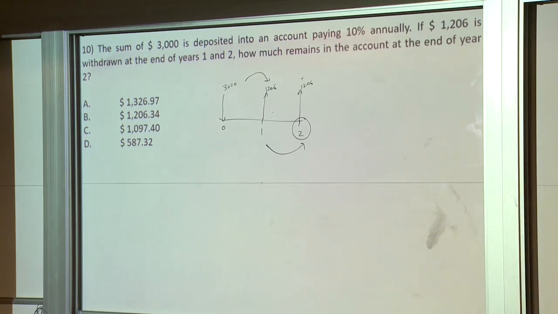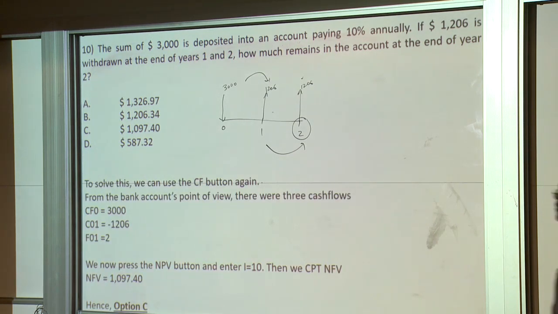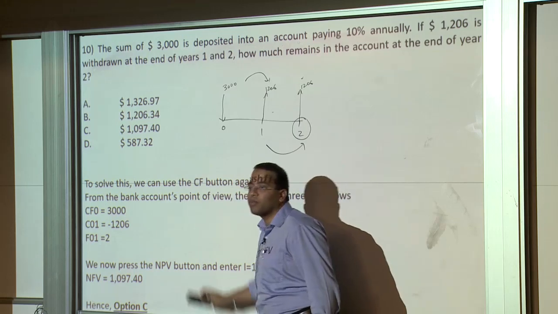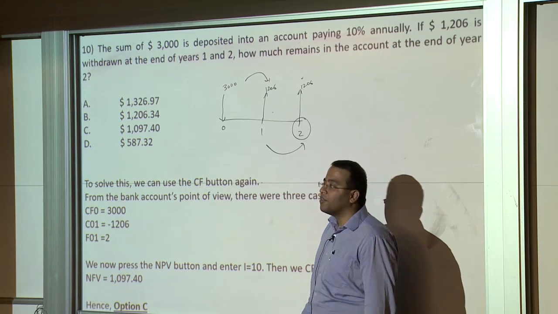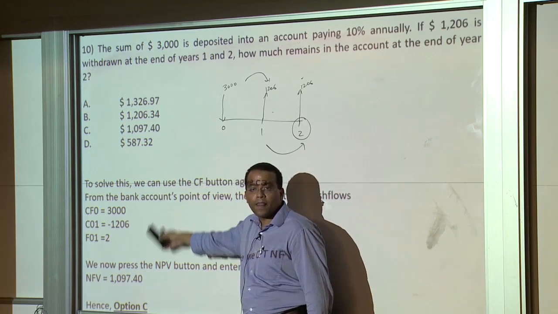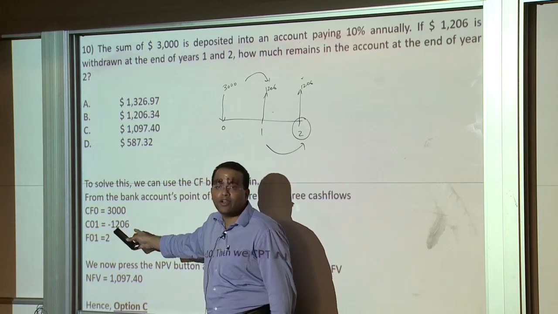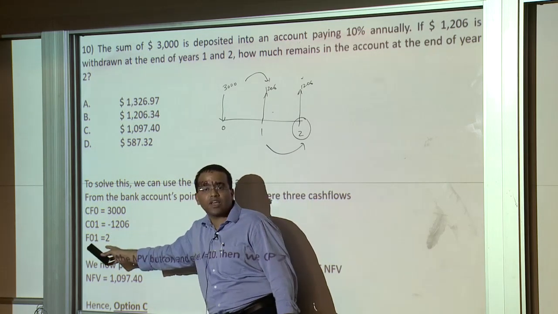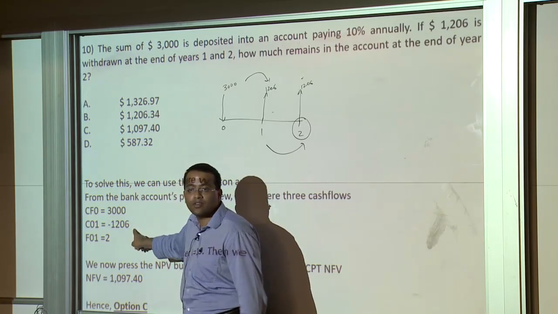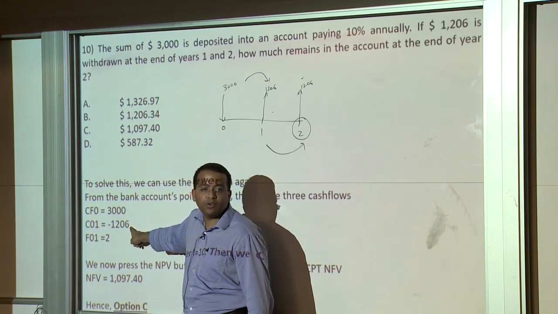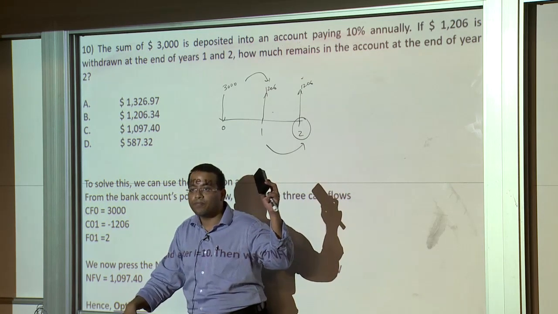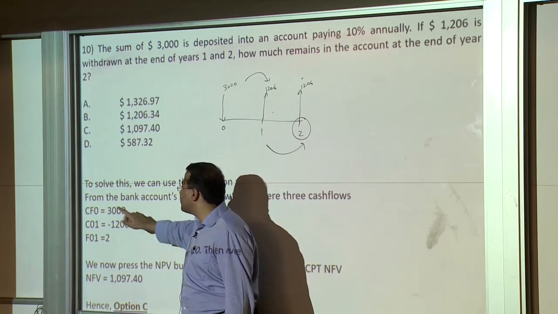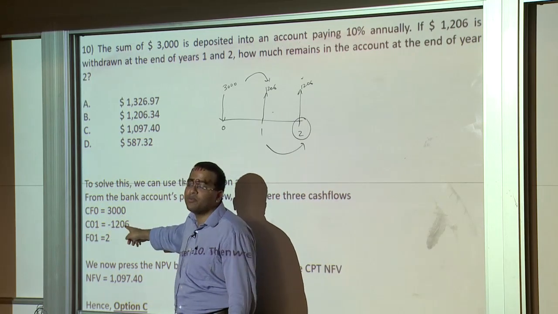Let's see if we can do it using the cash flow buttons. From the bank account's point of view, there were 3 cash flows. There's a cash flow at time 0 of 3000, and cash flows at times 1 and 2. C01 was 1206 with a negative sign. Remember, these two must have opposite signs. One is a deposit, the other is a withdrawal. You can choose to make this positive, but then you must make the other negative, because they're in 2 different directions. They cannot have the same signs. I've arbitrarily chosen the deposit to be positive, and the withdrawals negative.